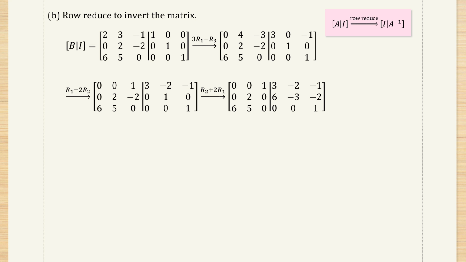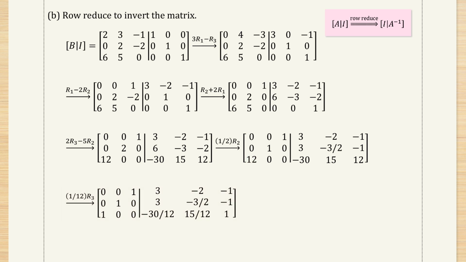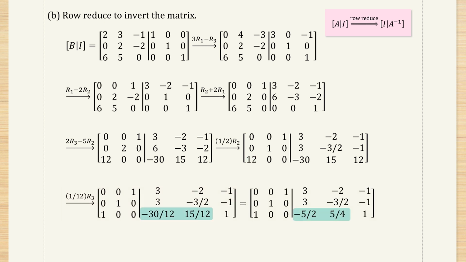If we multiply the 5 by 2, we can subtract 5 times 2 to get a 0. 2 row 3 minus 5 row 2. 2 can be made into a leading 1. Multiply row 2 by 1 over 2. That 12 can also be a leading 1. Multiply row 3 by 1 over 12. The fractions in row 3 can be simplified.